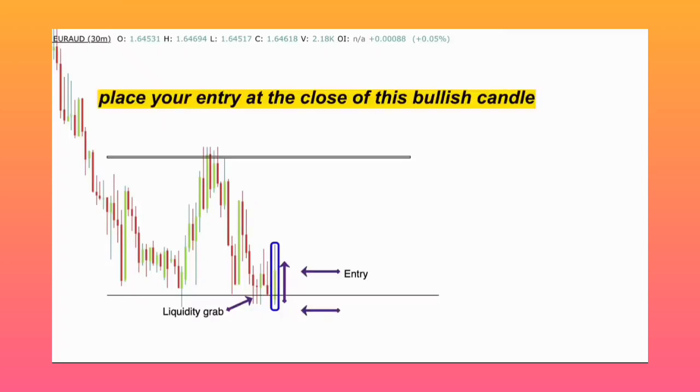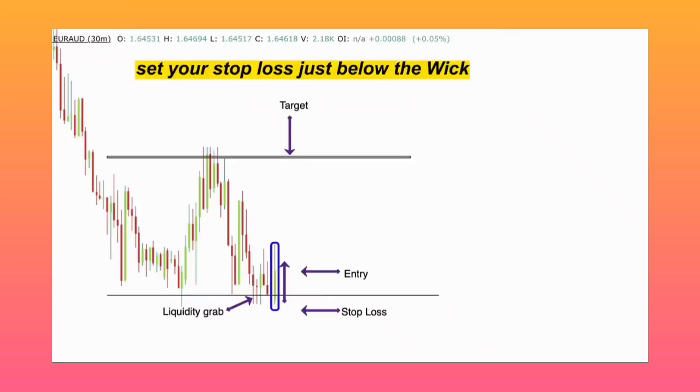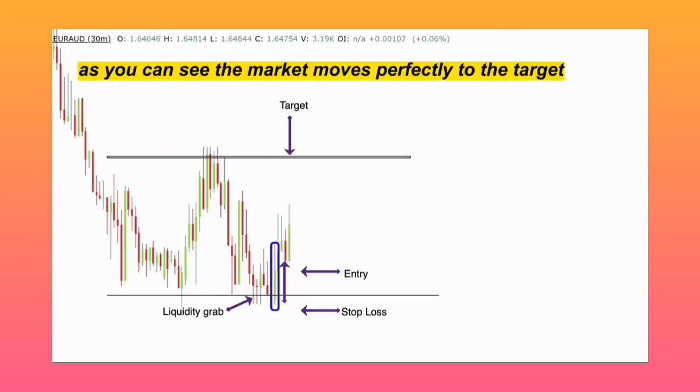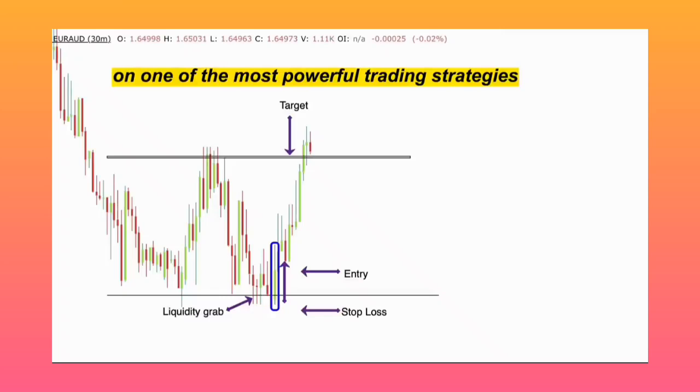Place your entry at the close of this bullish candle that formed after the liquidity grab. Set your stop loss just below the wick, and your target can be the next high of the 4-hour time frame. As you can see, the market moves perfectly to the target because the trade was based on one of the most powerful trading strategies, candle range theory.